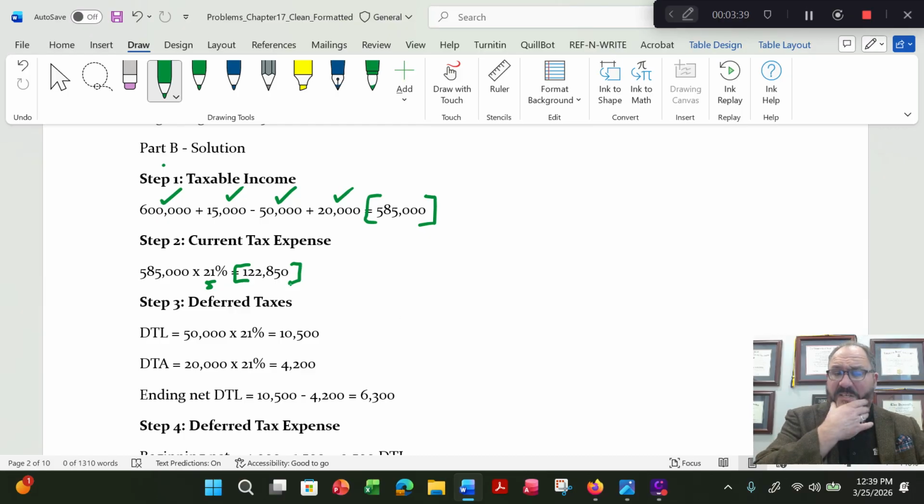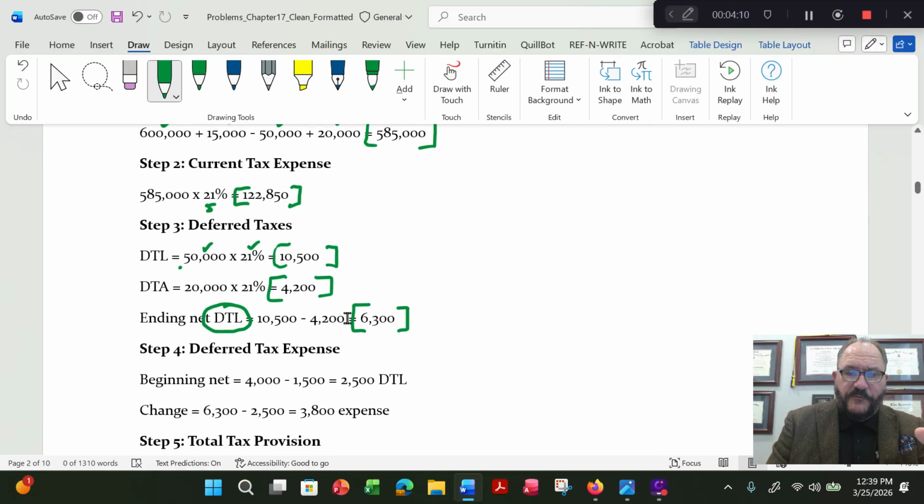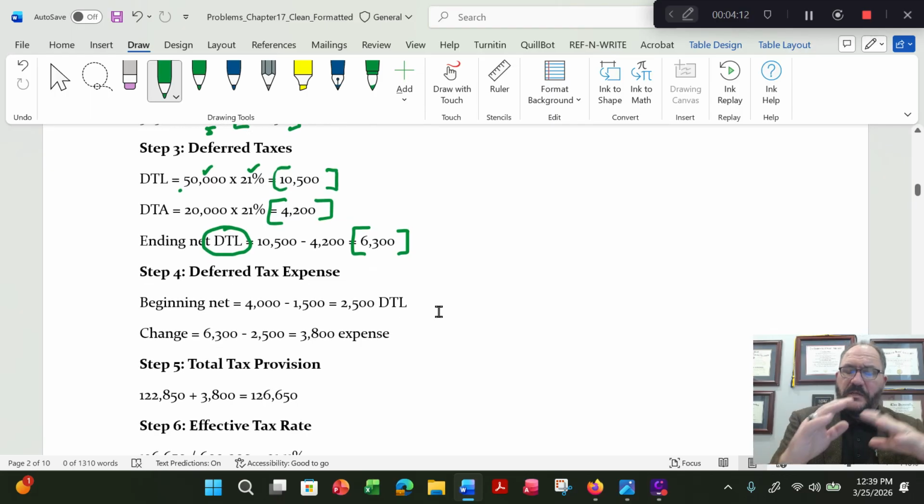Okay. Now let's take a look at our deferred tax assets and liabilities. So we have the $50,000 here times 21%, which is $10,500. Then we have a deferred tax asset of $4,200. When you net those two together, you have a net total deferred tax liability of $6,300. So one of the things when you do that netting process, you're going to know that there's a difference here. Okay, so that's what the current part is.